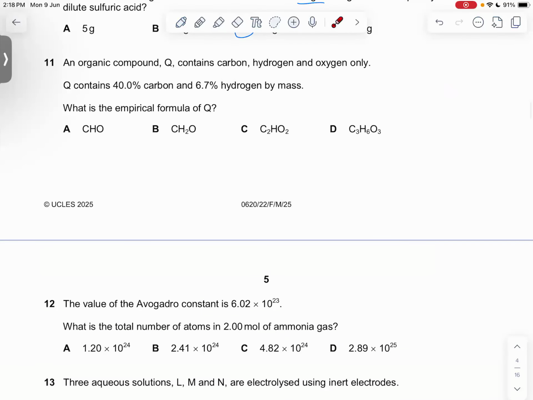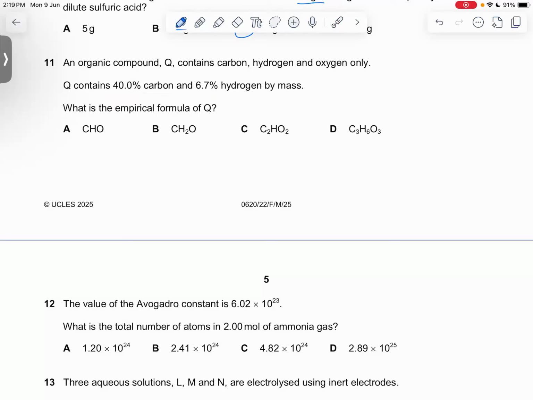Next question. An organic compound Q contains carbon, hydrogen, and oxygen only. Q contains 40.0% carbon and 6.7% hydrogen by mass. What is the empirical formula of Q? A similar question to this occurred in an O levels 2024 paper, I believe. The answer is going to be C3H6O3, but I'll show you how.